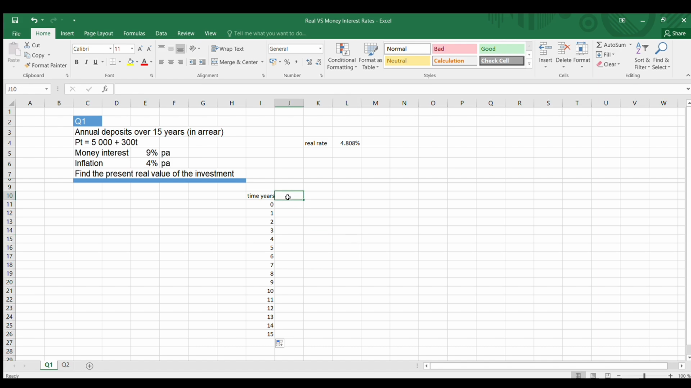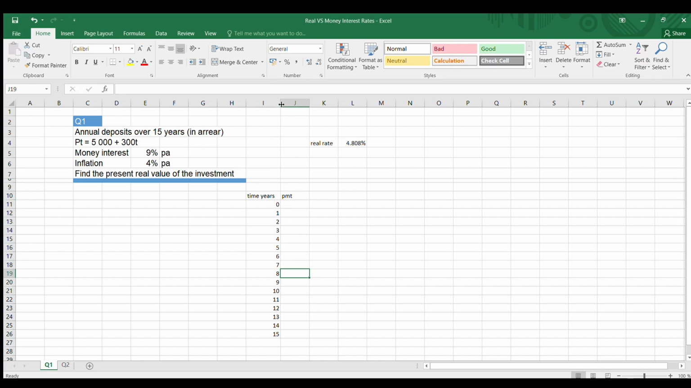After my time in years, I'm going to put a column for payments. I'll just abbreviate it to PMT. And in this case, we know that the structure of each payment is simply 5,000 plus 300 multiplied by the time in years. For this cell, it's multiplied by time 0. I press enter, and then all I need to do is drag all the way down to time 15, and it's going to copy that formula all the way down. So at year 15, that's just 5,000 plus 300 times 15.